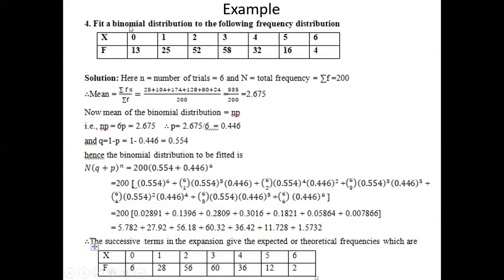So this is the original frequency distribution. If I'm approximating this with the binomial, then this is the binomial distribution. Capital N is the total frequency and small n is the number of trials. So this is my original distribution, and this is what I get when I fit the binomial distribution.